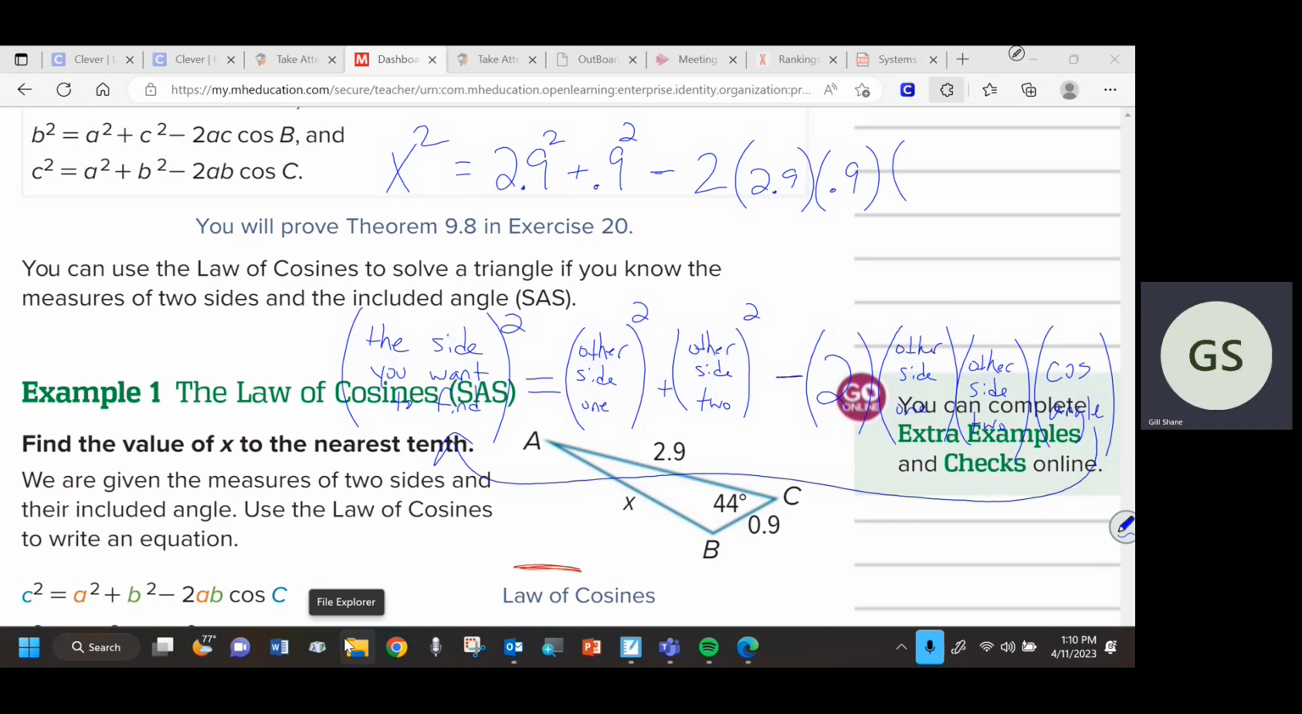And then that is times what? What do we have to do for the last piece? Cosine of whatever angle matches up with the side we want. So if we want x, we need the cosine of the angle that's across from it that corresponds. So cosine of 44. Again, they did most of that problem for you, so make sure you practice the setup part.